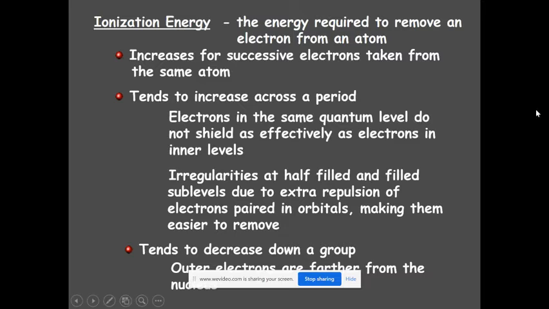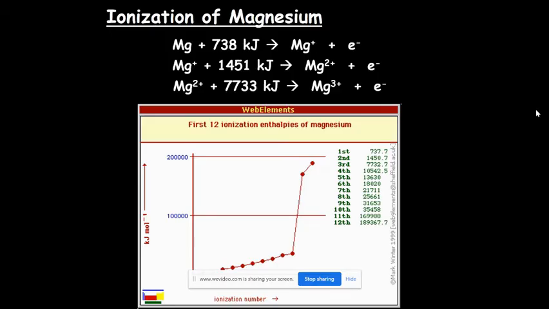Ionization energy tends to increase across a period, meaning going from left to right, and tends to decrease in a group, meaning going from top to bottom. Now, if you're just looking at the top bit here, we are removing electrons from magnesium. And being in group 2, it has 2 valence electrons. We'll talk about that more in our next unit. But magnesium actually wants to give up these 2 electrons, so it'll do that pretty easily.